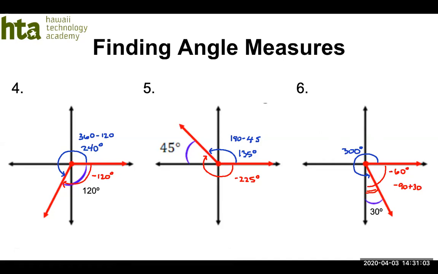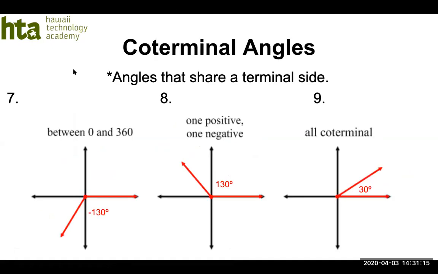So it is very, very possible to have two angles, one positive, one negative, or two positives. 300 and 660 are possible coterminal angles. They just have to share the same terminal side, okay? So let's take a look. We have specifics here for number 7. We need a coterminal angle that is between 0 and 360.